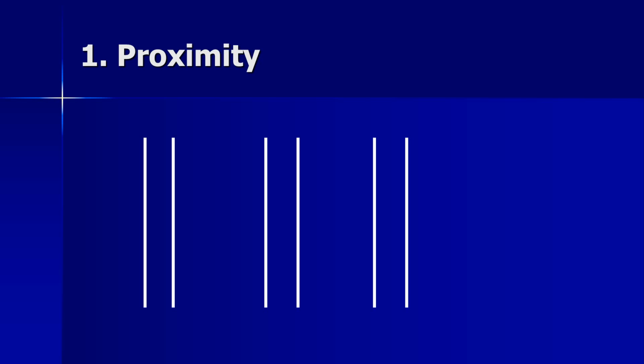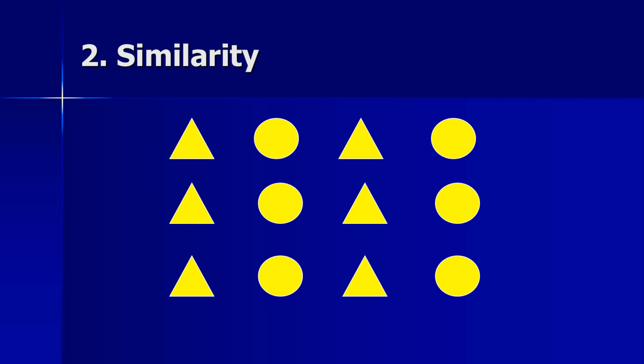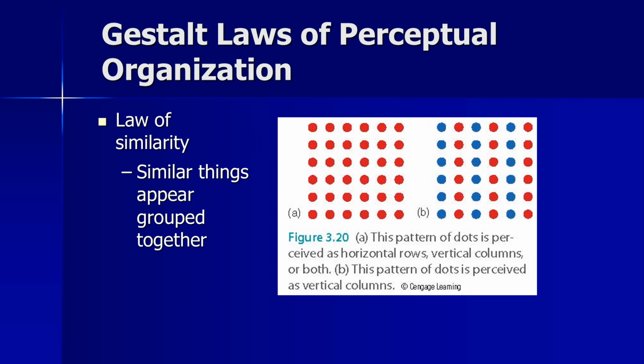So here, rather than seeing 6 individual lines, we see sort of 3 objects or 3 things rather than 6 individual things. And a lot of this has to do with simply simplifying our perceptual experience so that we can see things in an easier, rapid, more efficient way. Similarity, again, things that are similar are grouped together. So here we see 4 columns of items rather than 12 individual objects or even 3 rows.